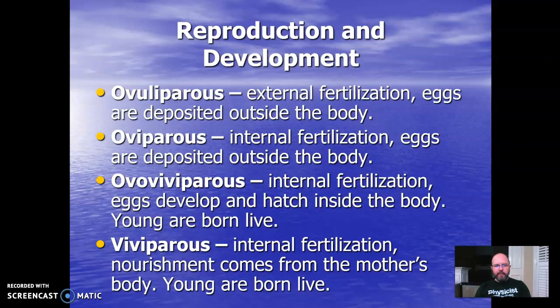Vivi, or vivo, means live. So anytime you see vivi or vivo in reproduction, you're probably talking about something that has to do with life. There we get viviparous, or vivipary, which is when you have live young, and ovoviviparous, or ovovivipary, where you have live young that were born from an egg, because it's ovo and vivi.